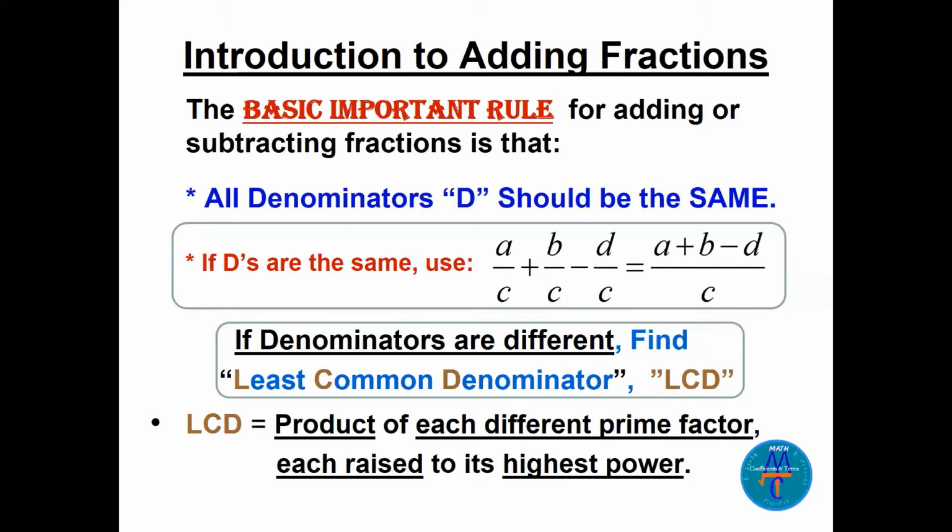LCD is the product of each different prime factor. That means you go to the denominators. I will show you many examples now. You go to the denominators, all of them. You try to break them down into prime factors. Prime means simple numbers that can be divisible by 1 and themselves, like 2, 3, etc. And then each one take the highest power.